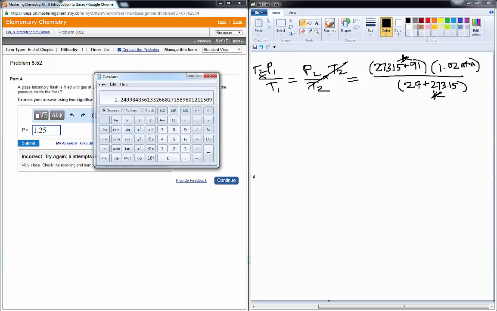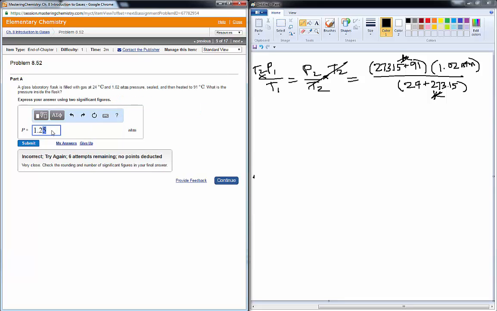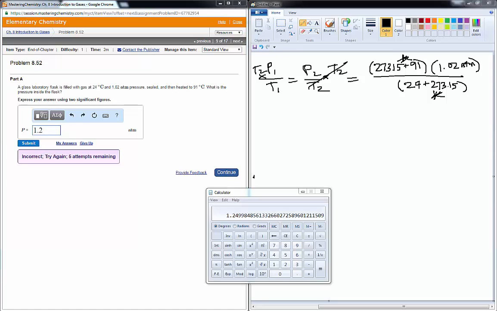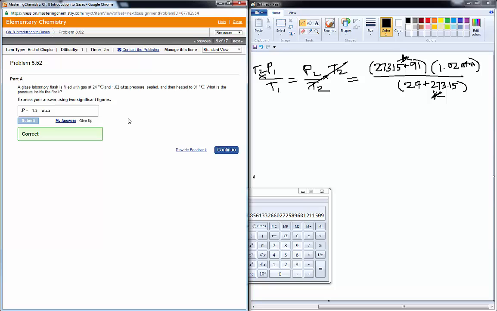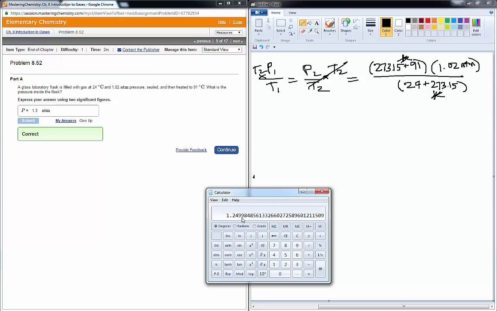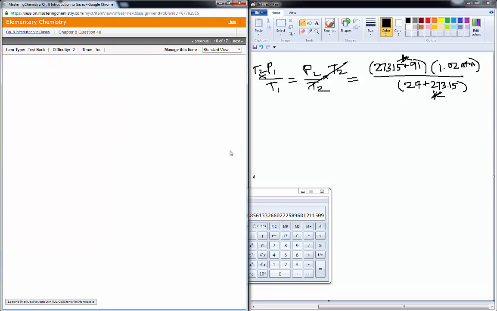They gave you 2 digits, so they probably just want 2 digits. It's possible they want me to round up to 1.3. Oh, okay. Well, that's close. Close enough. There we go.